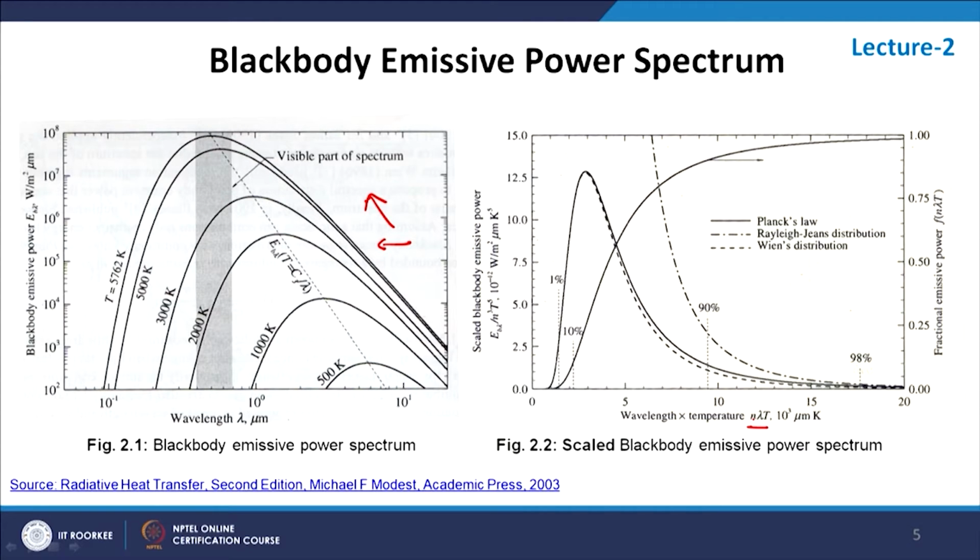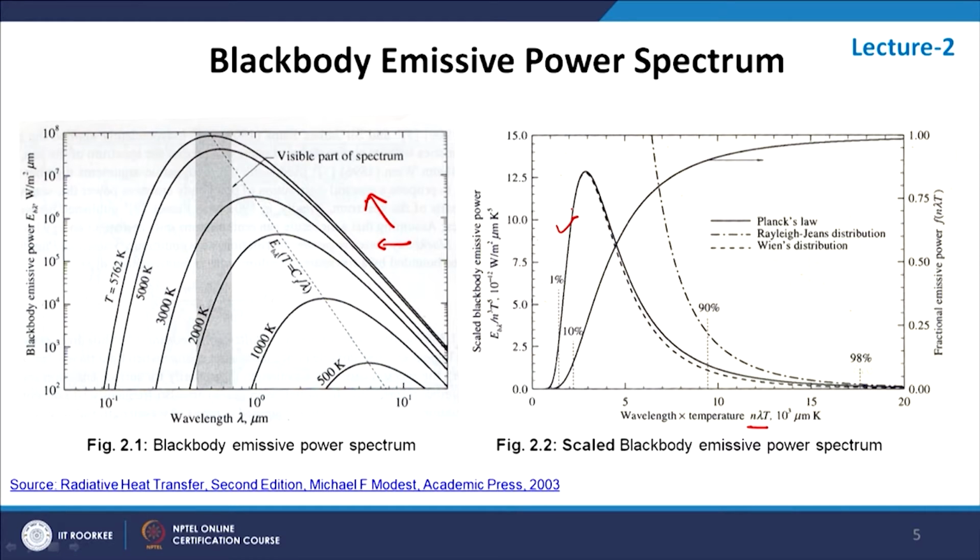So, on the x axis is the parameter lambda T, and on the y axis we have the parameterized black body emissive power, E b lambda divided by n cube T to the power 5. When we do this, what we observe is that all the curves on the left hand side for different temperatures merge together into a single curve. All the curves for different temperatures collapse into a single curve.